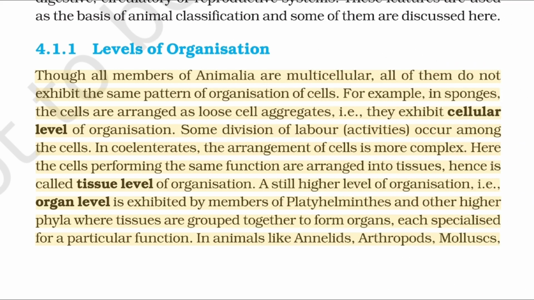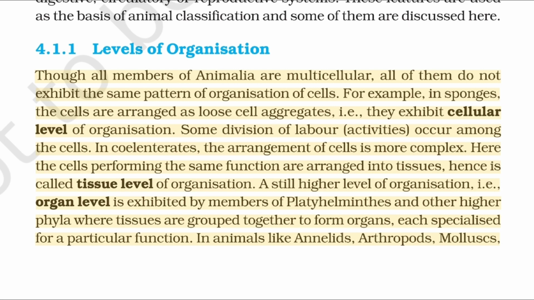4.1.1. Levels of organization. Though all members of Animalia are multicellular, all of them do not exhibit the same pattern of organization of cells. For example, in sponges, the cells are arranged as loose cell aggregates, that is, they exhibit cellular level of organization. Some division of labor activities occur among the cells. In coelenterates, the arrangement of cells is more complex. Here the cells performing the same function are arranged into tissues, hence it is called tissue level of organization.